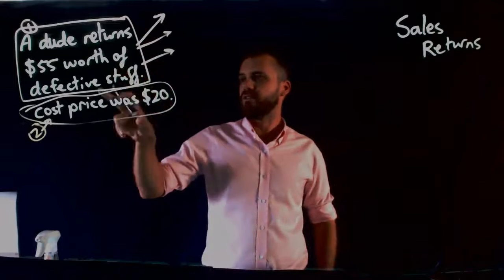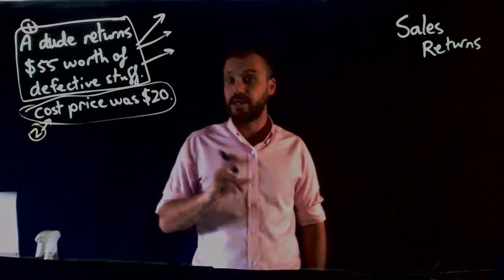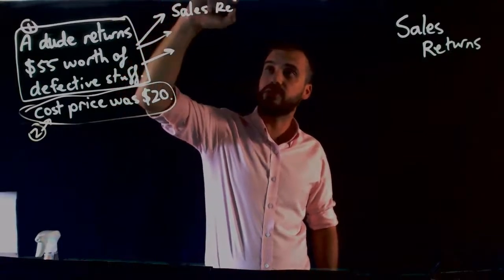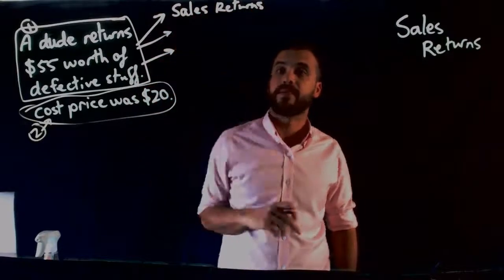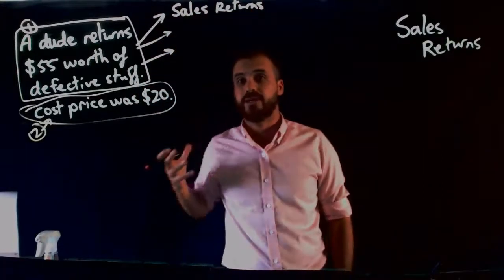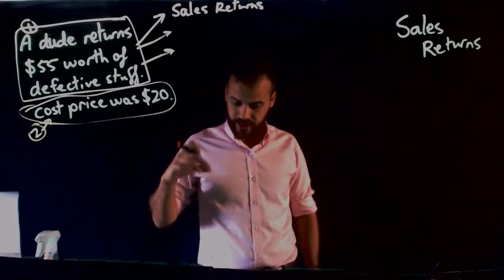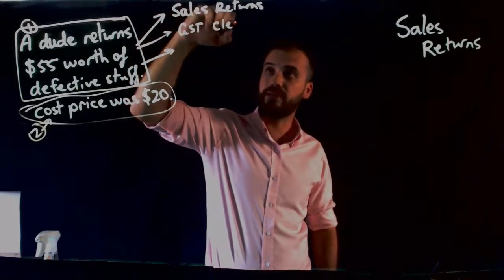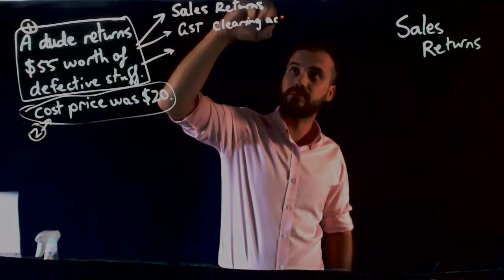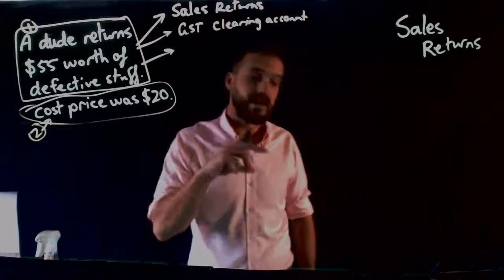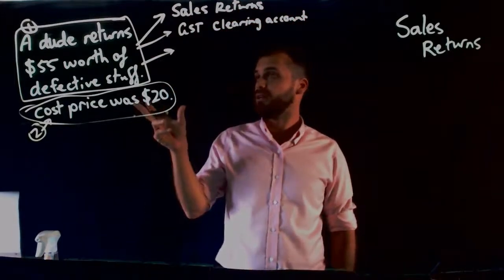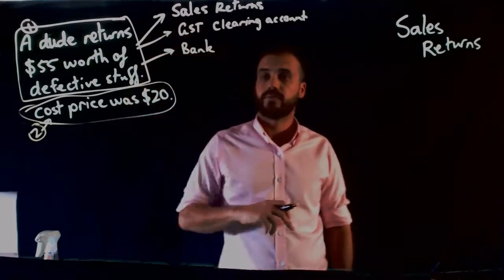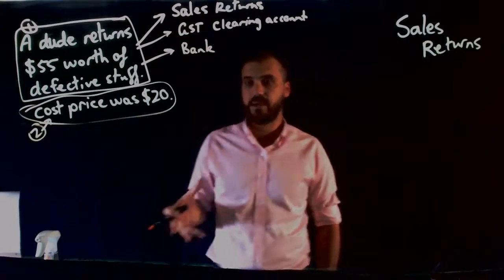Our guy returns $55 worth of defective stuff. We actually have an account called Sales Returns. Okay, we have an account called Sales Returns. Now, the other one that we're going to have is the GST clearing account. And the other account that we're going to have is bank. So let's go through these step by step and see what happens.